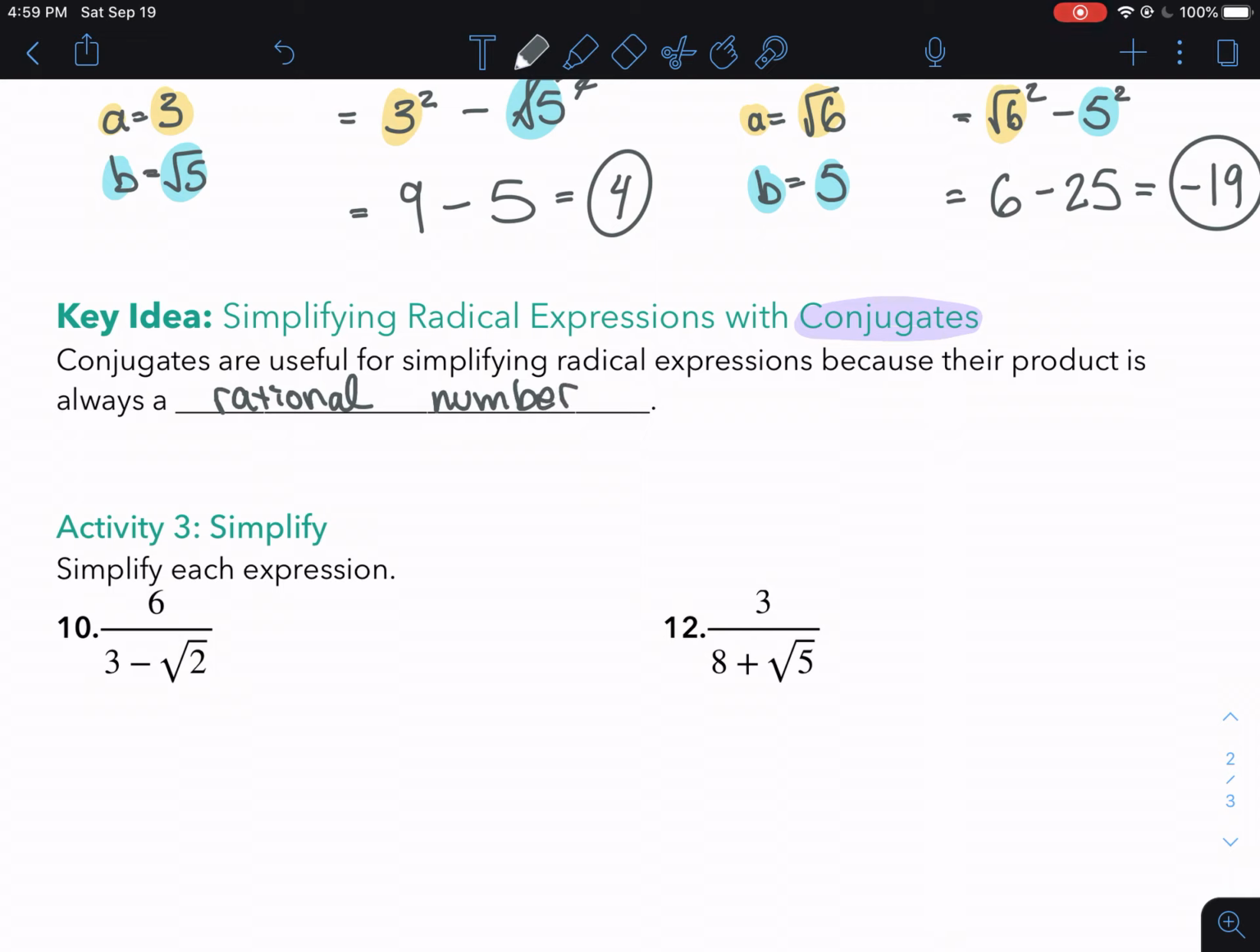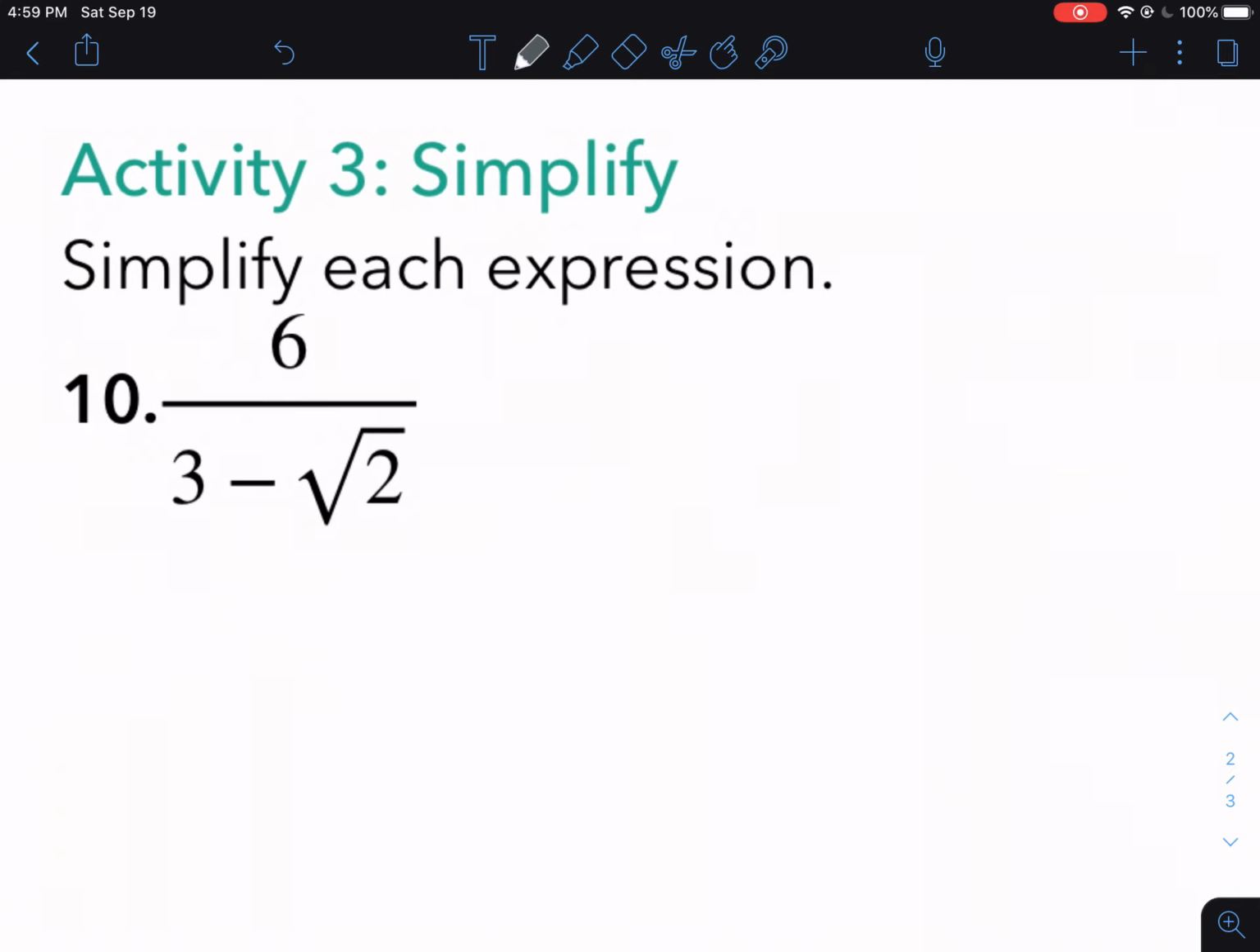It makes it rational. It rationalizes the radical expression. It's going to clean it up. Sweet, let's do it. Let's start with number 10. Up on top, we have a nice 6, and that's great. I like it. But down here, oh no, we have 3 minus the square root of 2. Oh, sorry, I got ahead of myself.